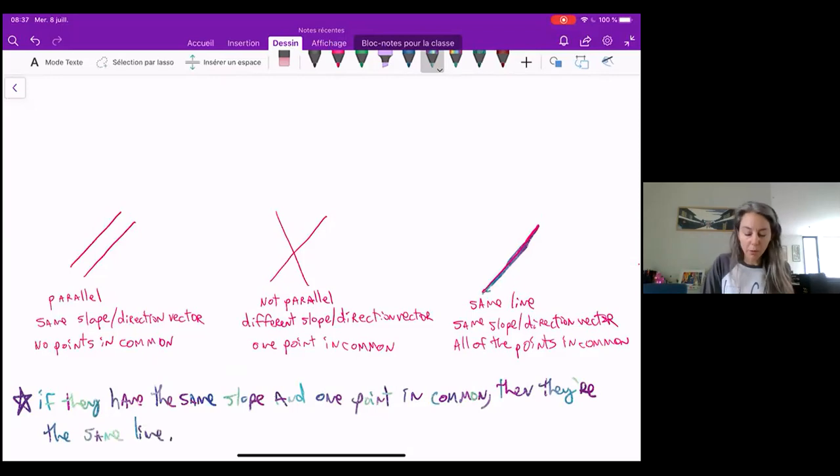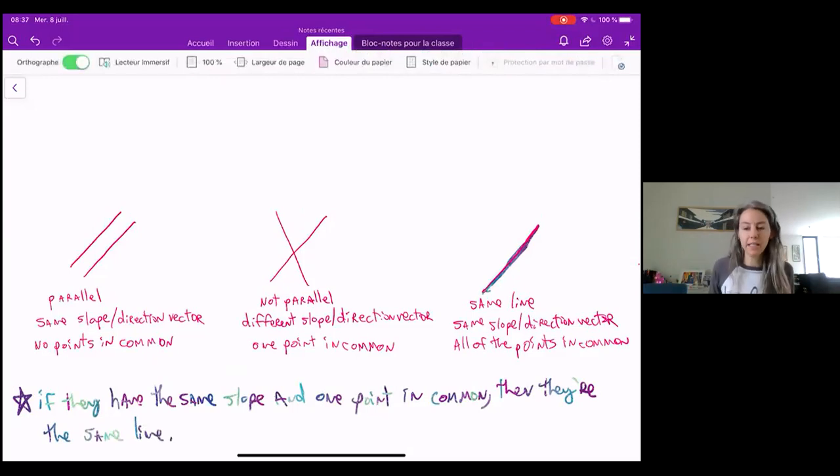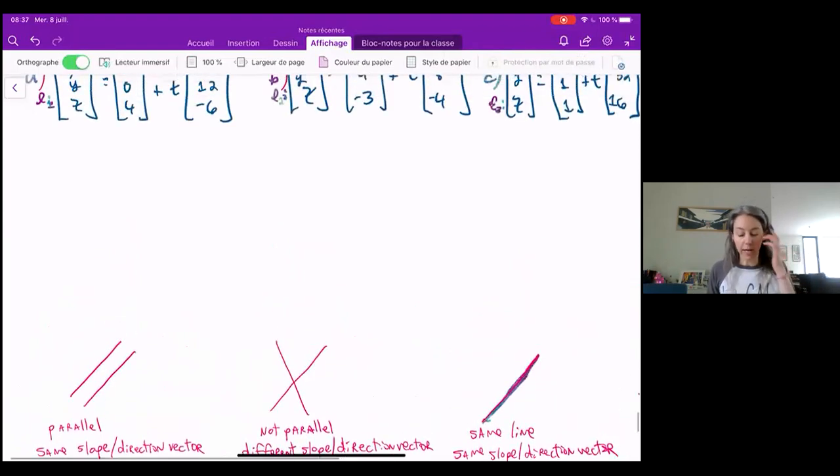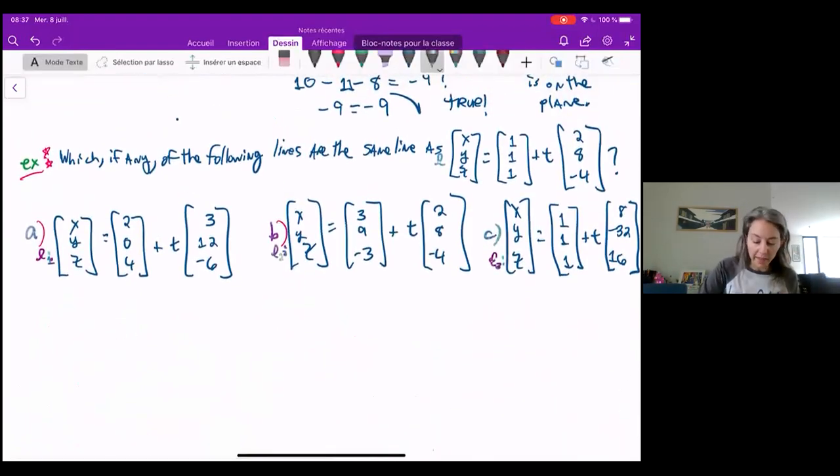So then the question becomes, when I have vector equations, how do I determine if these things have the same slope and if they have one point in common? Well, we know that this vector right here, the t vector, the 2, 8, -4, is my direction vector. And I know that two vectors in general are parallel if they're scalar multiples. So the first thing that I want to do is look at these and check if any of these have the same direction. So are their direction vectors scalar multiples?